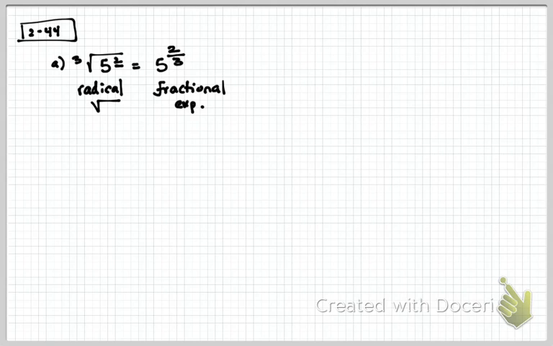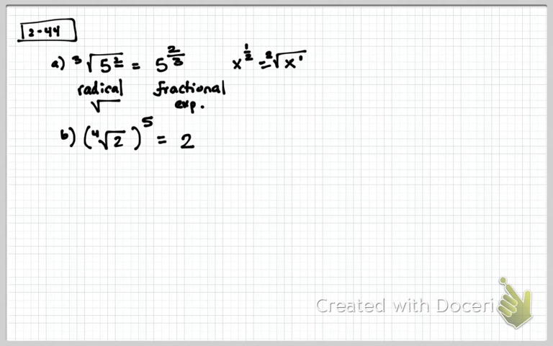The reason for this is if you think of x to the 1/2, this is similar to just the square root of x. There's actually an imaginary 2 right here, and you're taking this to the first power. Okay? So in B, to the 5th, this would be 2 to the 5 over 4.